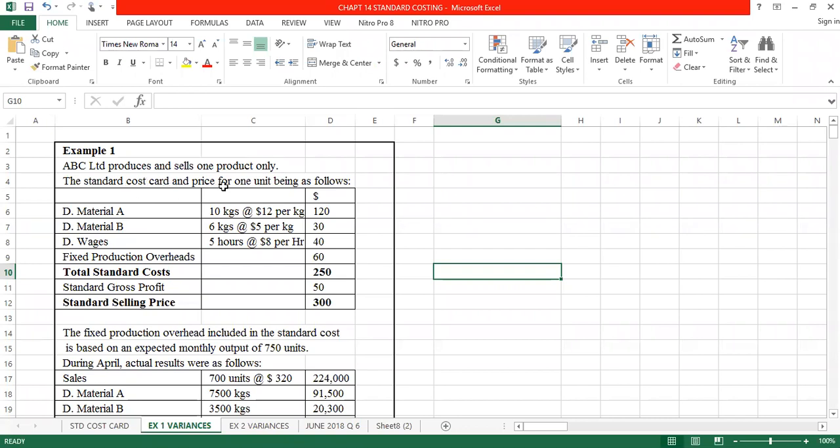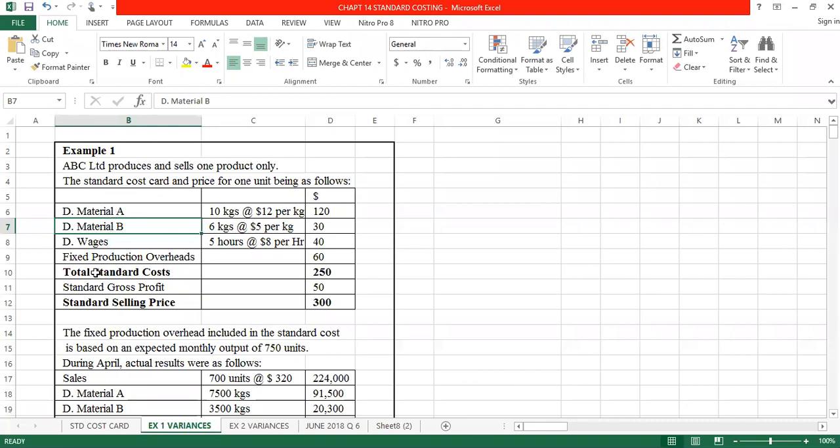The standard cost and price for 1 unit being as follows. So we have direct materials, per unit. Remember, this is cost per unit standard. Standard is the same as budgeted. So direct materials, it's 10 kgs at $12 per kg to give you $120 per unit.